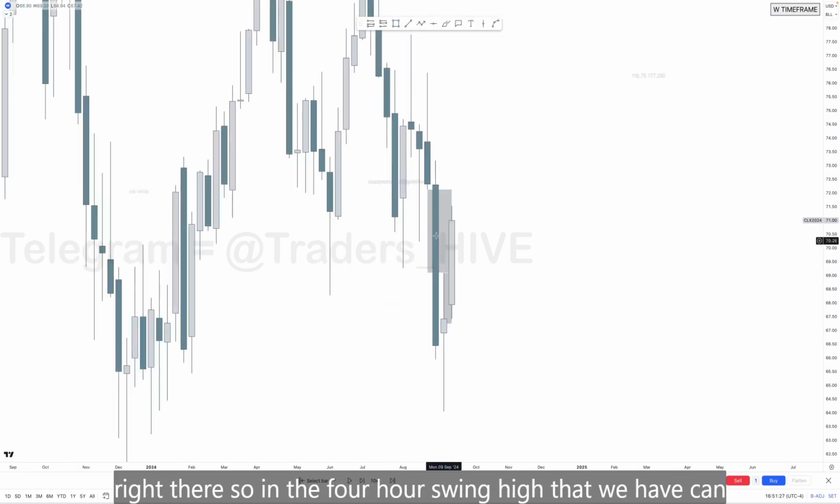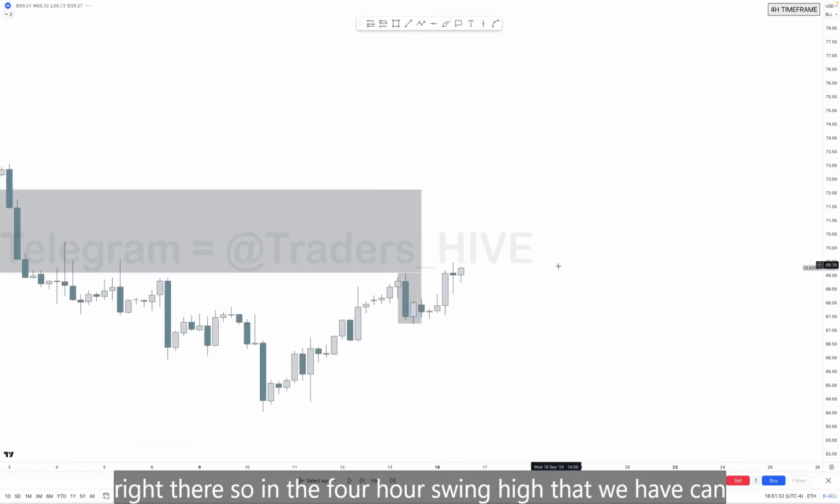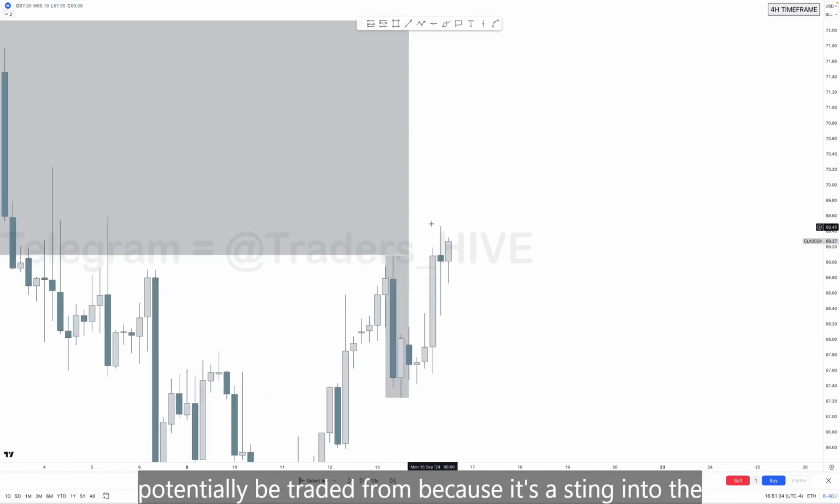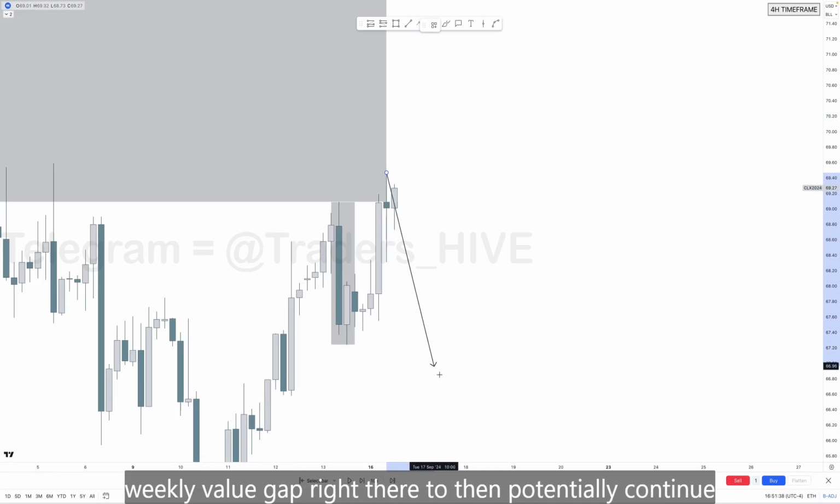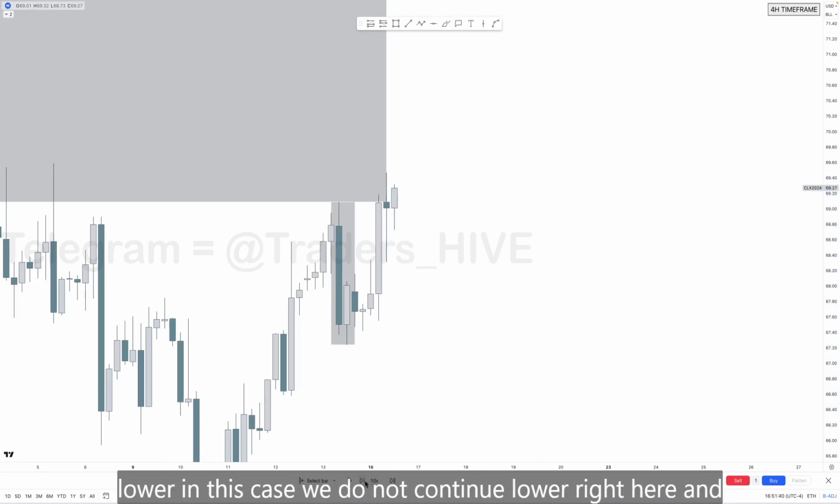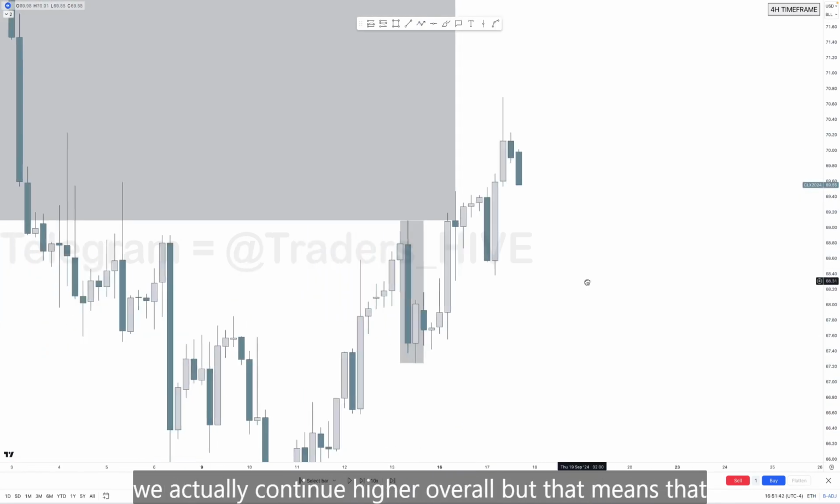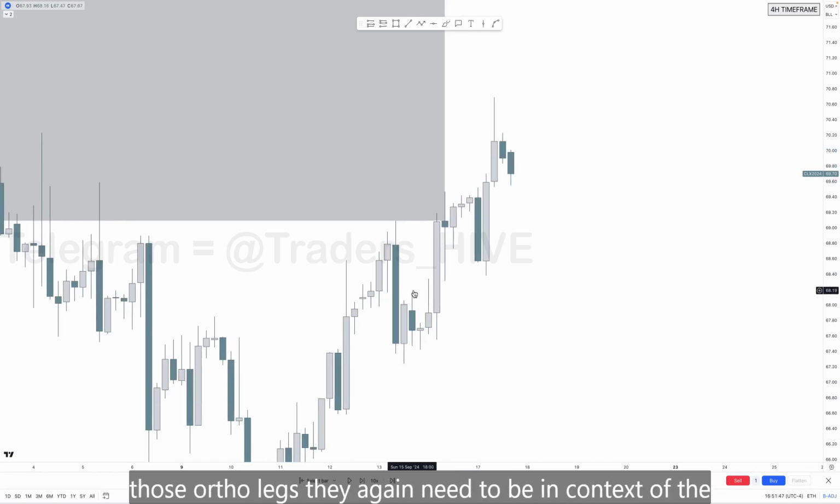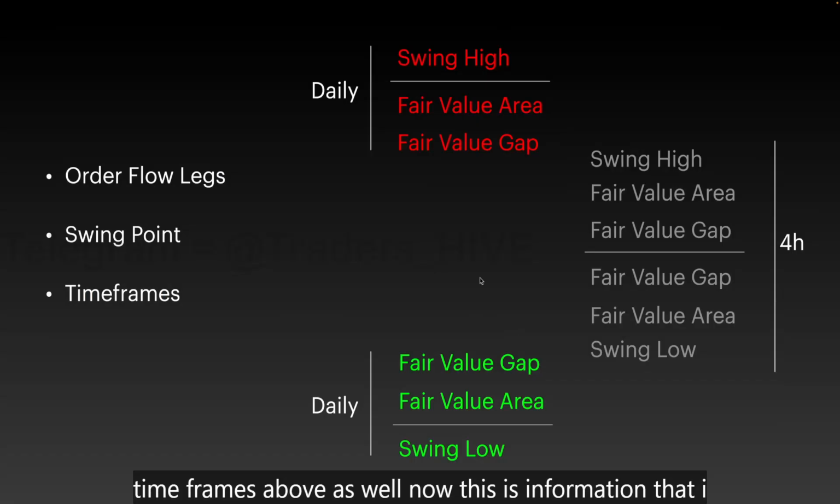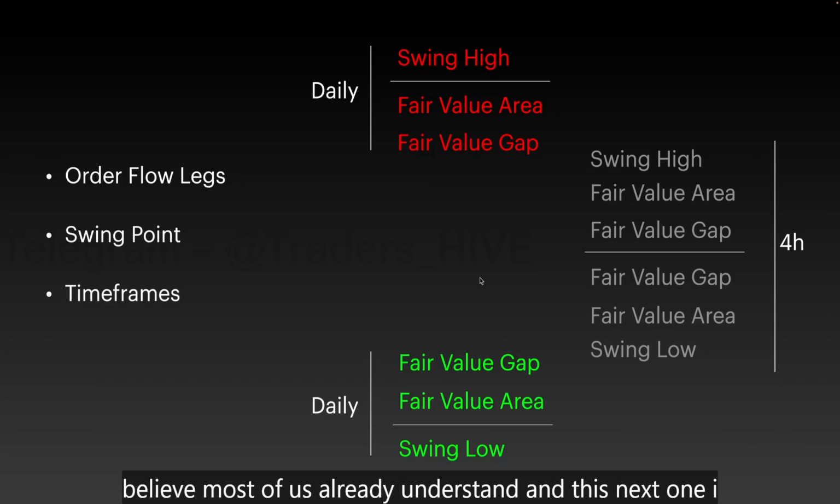So in this case, the 4-hour swing high that we have can potentially be traded from, because it's a sting into the weekly fair value gap right there, to then potentially continue lower. In this case, we do not continue lower, and we actually continue higher overall. But that means that those order flow legs again need to be in context of the time frames above as well. Now, this is information that I believe most of us already understand.